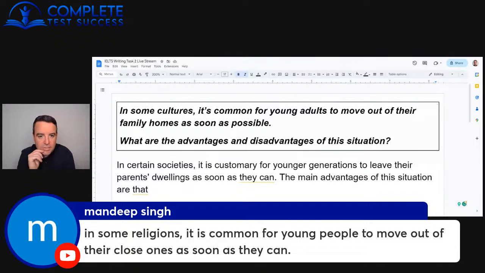Mandeep, in some religions, no, it's about culture, not religion. You could have people from the same culture who are of different religions. So you don't have to be the same religion to be the same culture. So those are not the same thing.